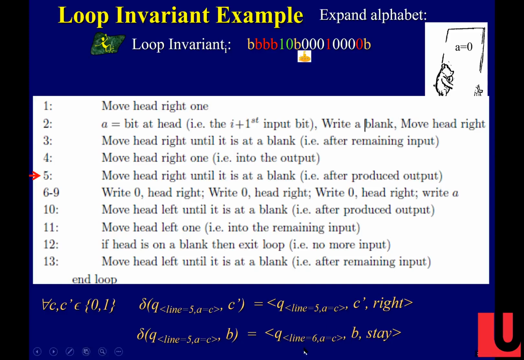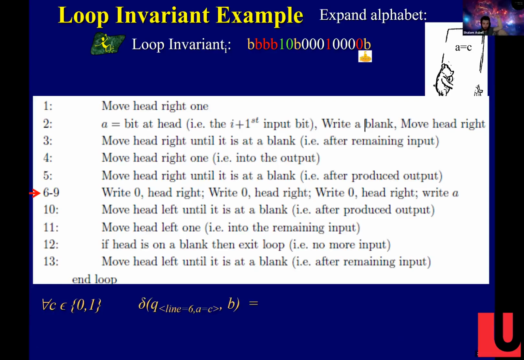Oh, right. I see. Does that make sense? Line 5 says stay in 5 as long as you don't have a blank, and when you have a blank, go to line 6. So that's what this says. Everybody good with that?